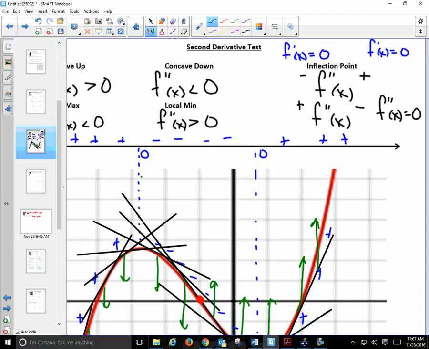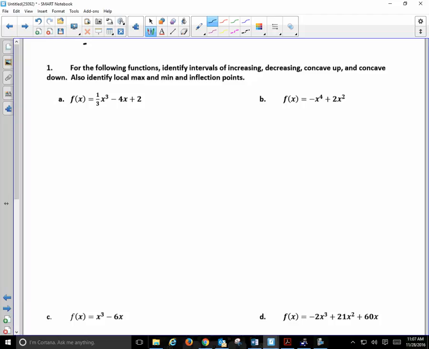Okay, let's try a basic example. It says, for the following functions, identify intervals of increasing, decreasing, concave up, concave down. Also identify local max and local min and inflection points. So what I do is I set up my first derivative. What is the first derivative? x squared minus 4. Does that factor? Yeah, it does. It factors to x plus 2 times x minus 2. And that's going to make up my very first number line.